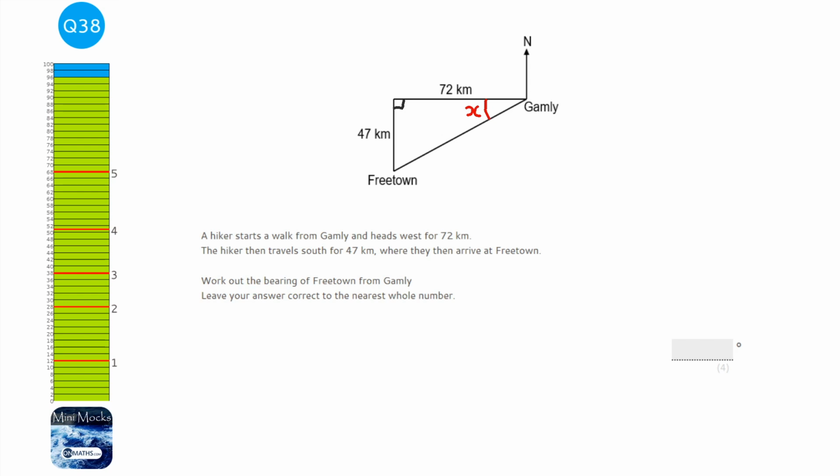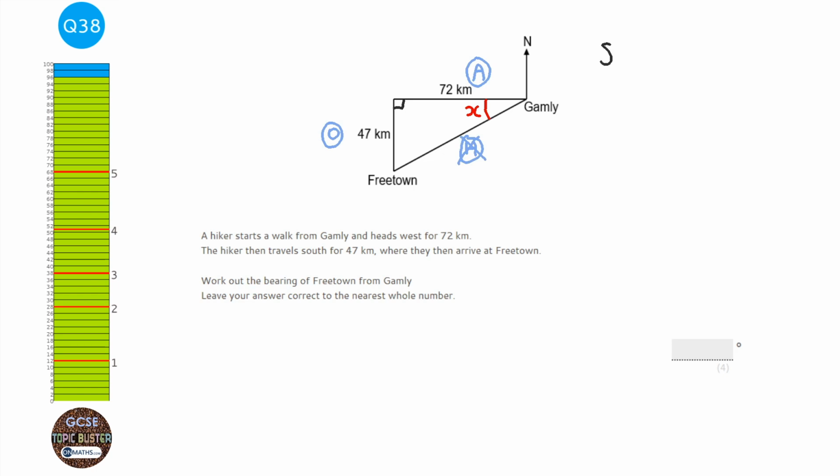Now to find x, we need trigonometry, and to do trigonometry, we need to label the sides. So we've got the opposite here, which is opposite the angle we want, we've got the adjacent here, and we've got the hypotenuse here. Well, the hypotenuse is of no interest, we're not looking for it, and we're not given it. So it's O and A.